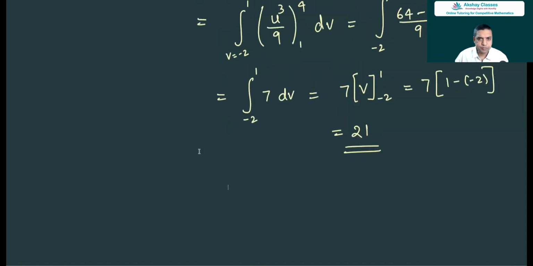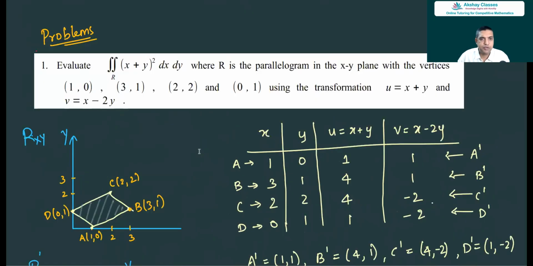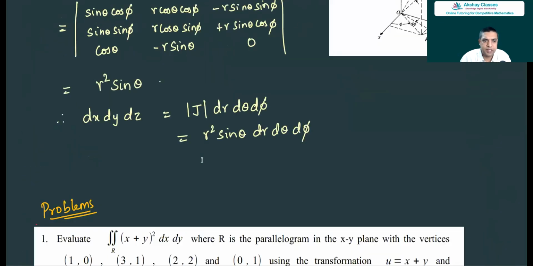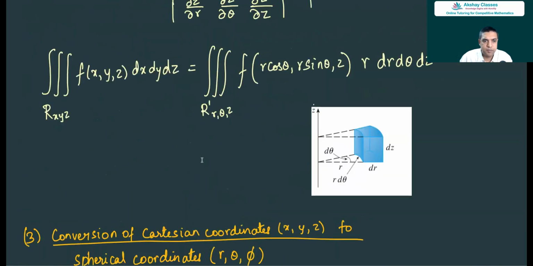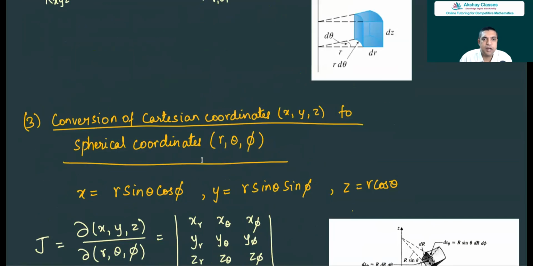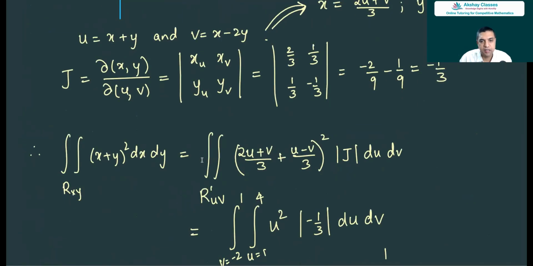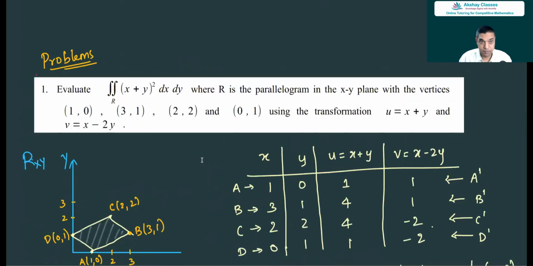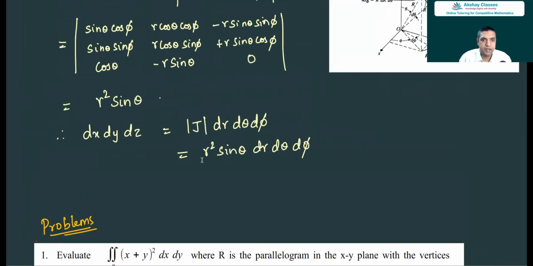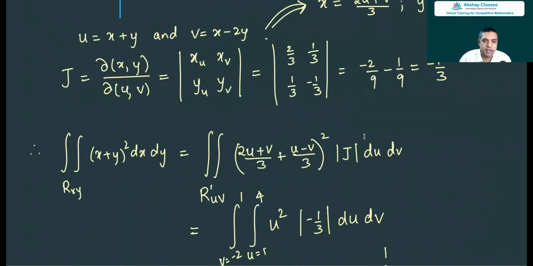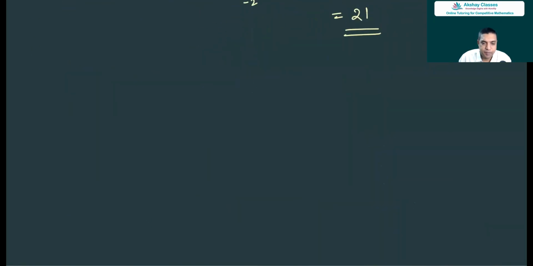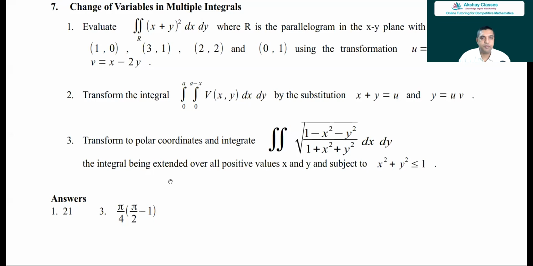So we'll just complete another two problems of this conversion from one set of coordinates to another set of coordinates in a multiple integral. So it is simple: dx dy dz will be the Jacobian times whatever the coordinates are, dr d theta d phi. So let us do this problem.